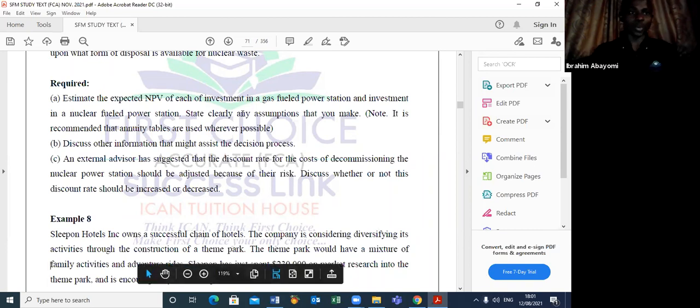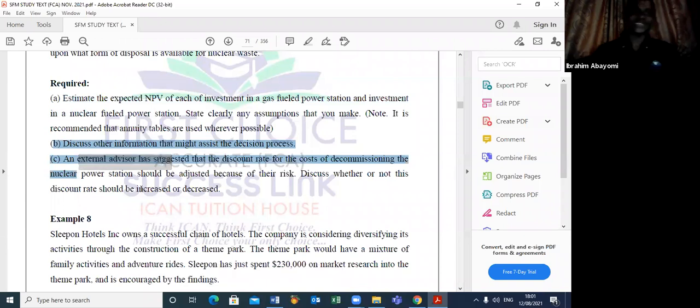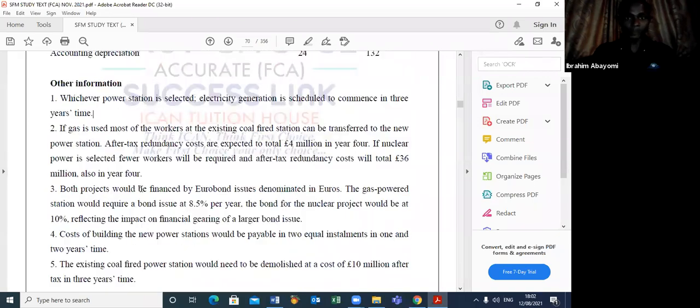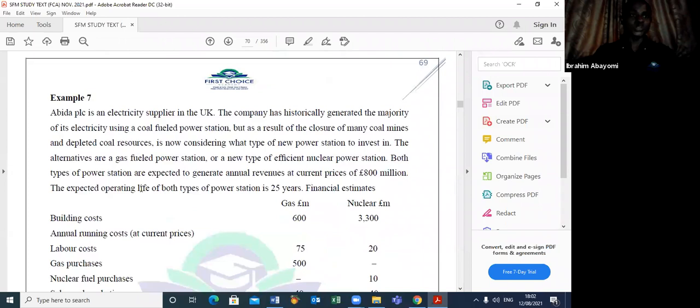Now, we should be able to complete A today, so that we just need parts B and C. Let's try and complete A today, because it's a bit of a technical question. So let's go and read the question.